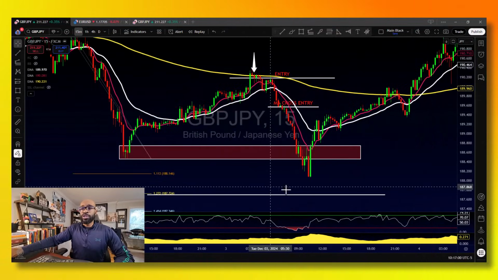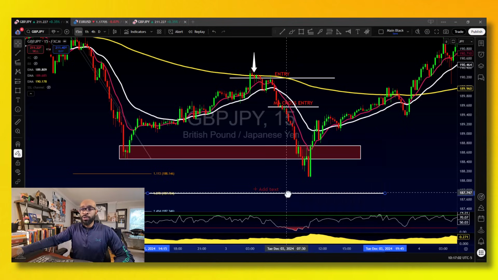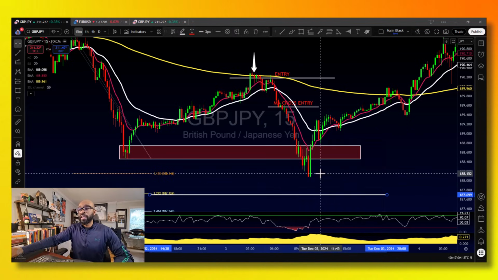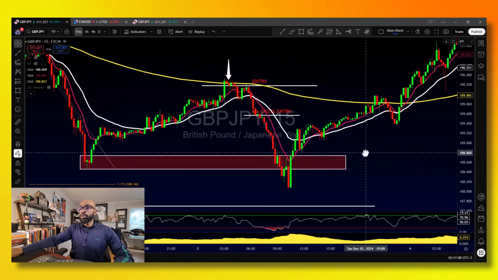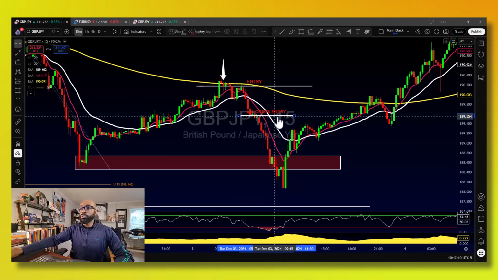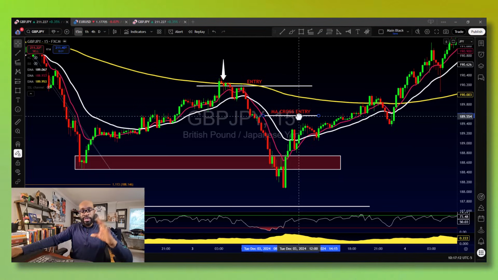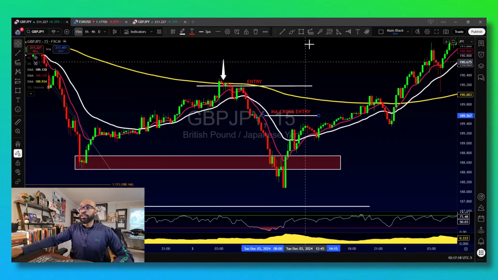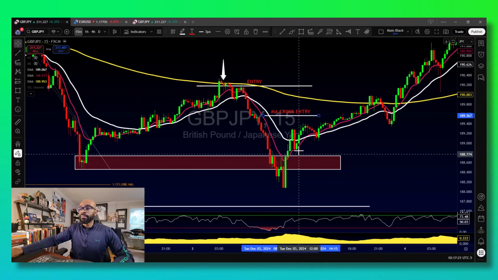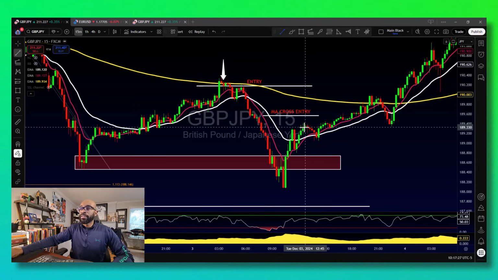But you can see target 2, or the extended target I should say, wouldn't have been hit right here. So from a pure basic perspective, if you're someone that only took target 1, the mechanical approach, you only took target 1 at the MA cross, right? You would have entered here, or let's say, there's so many combinations we can do, you would have exited the trade right around here, at this red candle right here.